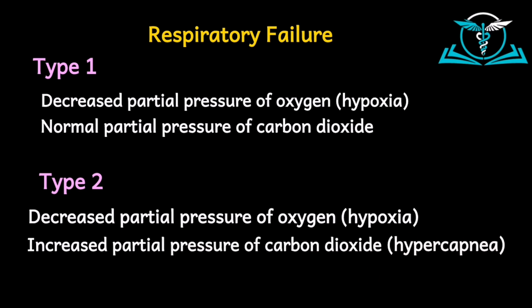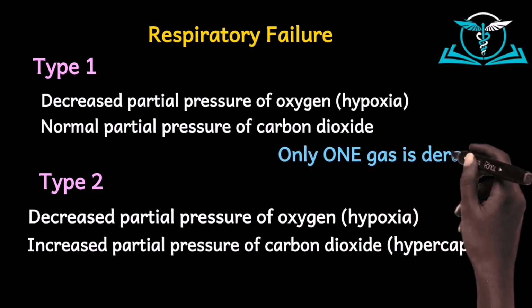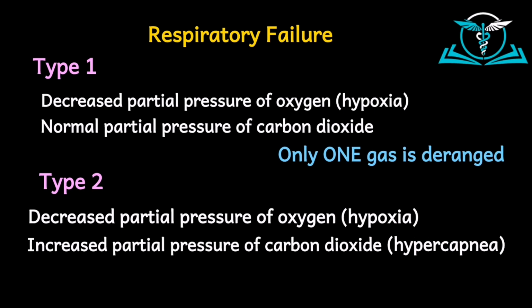The way I like to think about this is that in type 1, only one gas has a problem, and the gas is oxygen. So only one gas is deranged. And in type 2, both gases are deranged. There will be a decreased partial pressure of oxygen and an increased partial pressure of carbon dioxide. So two gases are deranged. Type 1, just one gas. Type 2, both gases are problematic. And so kindly take note of that.